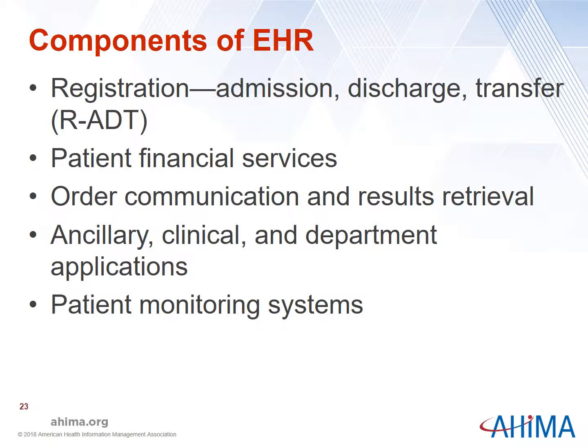There are four main areas or systems within an EHR. See page 152 of your textbook for a conceptual model. Ultimately, EHRs are far more complicated. However, for the purposes of this textbook, we will just start with the registration, admission, discharge, and transfer system, patient financial services, order communication and results retrieval, and then ancillary clinical and department applications.